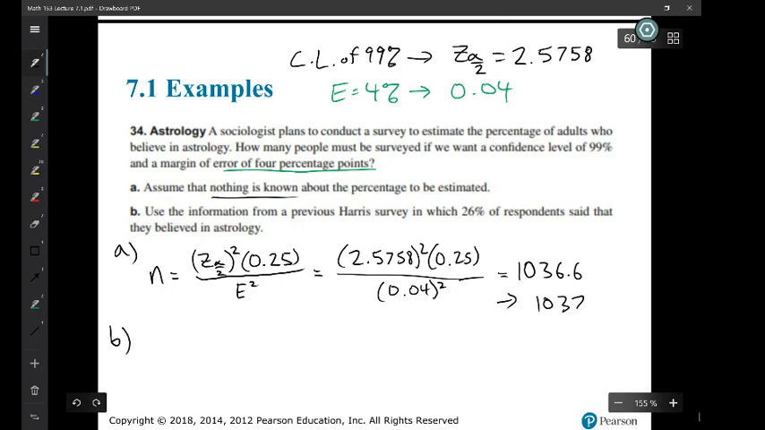Now suppose it's known that 26% of adults do believe in astrology. So what you need to use in that case is the formula N equals the critical value for that confidence level squared, and then you want the probability of success times the probability of failure, which is just the complement of success, 1 minus p, and divided by the error squared.